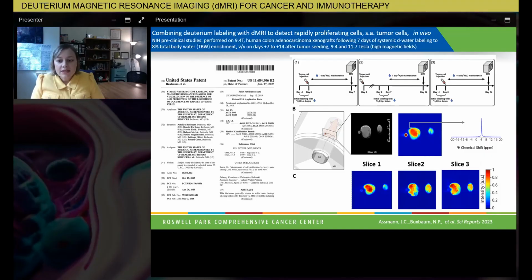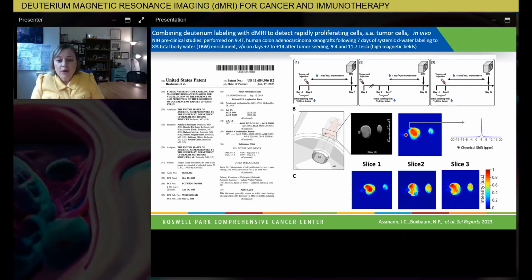So this idea came to me when I was a postdoc at the NCI, and we filed a patent at that point. Initially, I was using this in graft versus host disease, but the idea was really to use it in proliferating cells and for imaging cancer. And the first paper to describe that we published in 2023, so fairly recent.